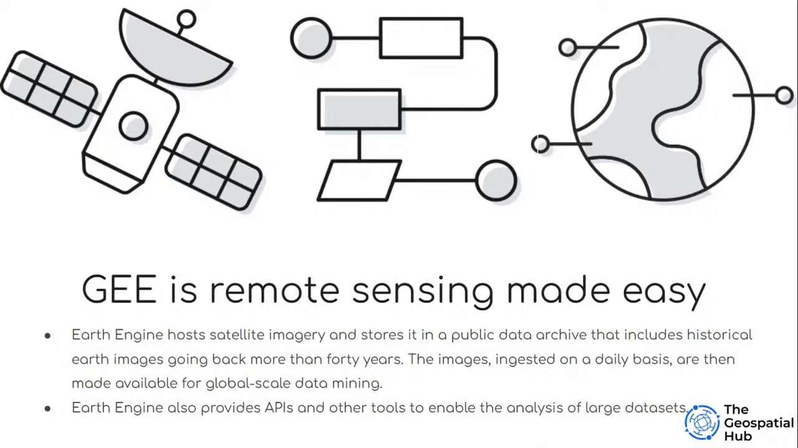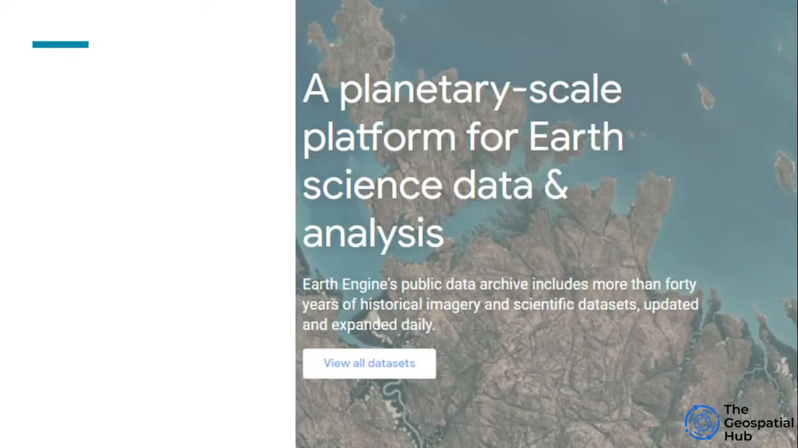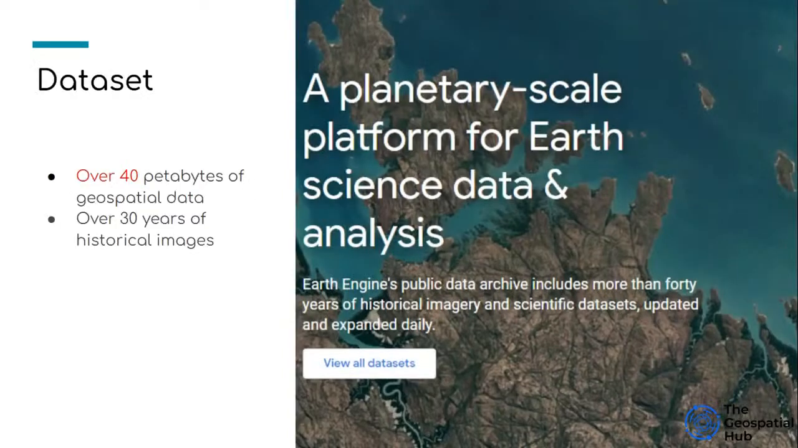But Google Earth Engine just came into the game as a game changer, and it really made life easy. Earth Engine hosts all of the satellite images we get from USGS, the Landsat and Sentinel. It archives them, and we can just make a request through their APIs and get any image we want, so we don't have to go through the process of downloading. Imagine your area of interest is very small: with the traditional method, you have to download the whole scene, then clip to get your area of interest out. But with this, you just get the exact area you want. The dataset has over 40 petabytes of geospatial data and over 30 years of historical images.